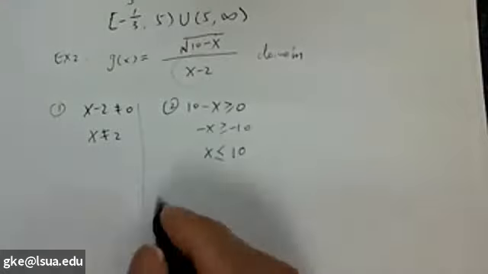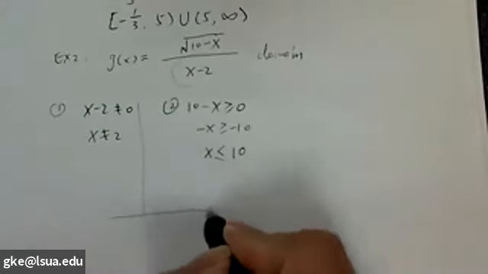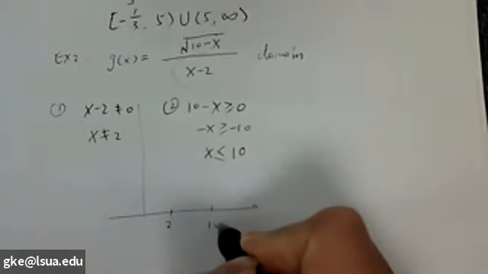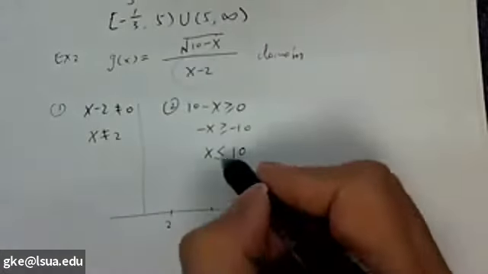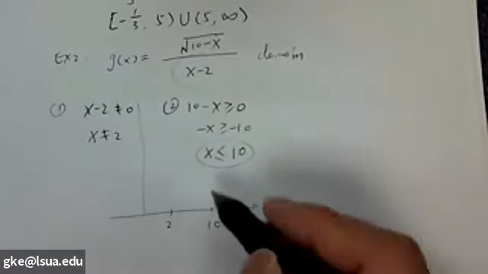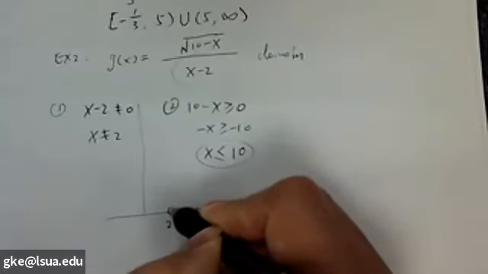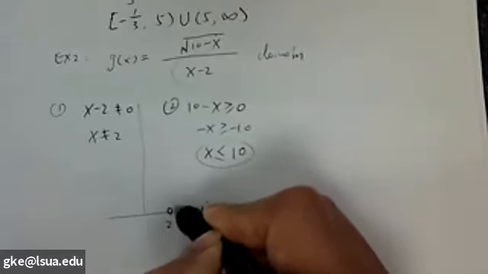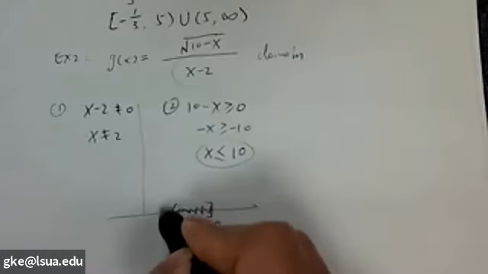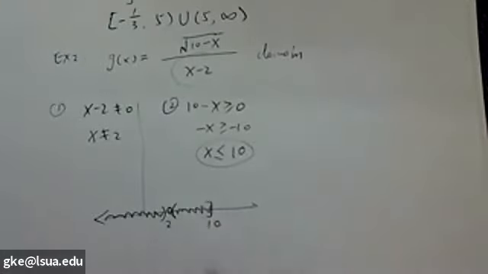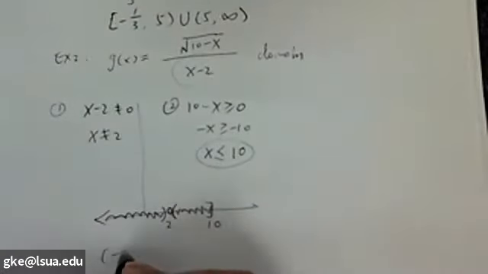Okay, so now we can draw the x-axis. So we have 2 and 10, right? So x less than or equal to 10 should be here, right? However, 2 is a breakpoint. Doesn't equal to, so it should be split like that, right? Because here is a breakpoint. It's not included, this point. Should be 2 parts.